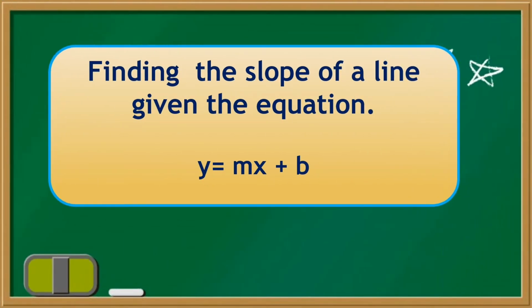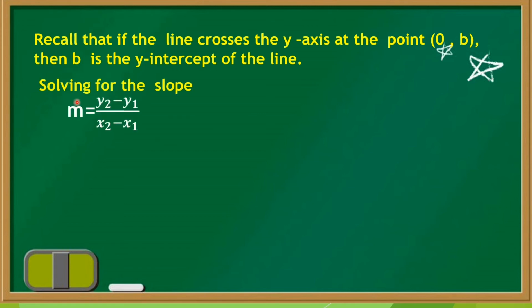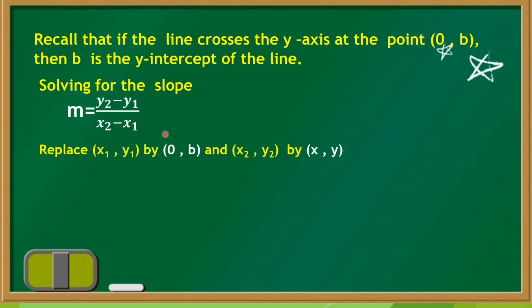Moving to the last topic, which is finding the slope of a line given the equation y equals mx plus b. Let us recall that if the line crosses the y-axis at the point 0, b, then b is the y-intercept of the line. Solving for the slope, m equals y sub 2 minus y sub 1 over x sub 2 minus x sub 1. Let us replace x sub 1, y sub 1 by 0, b and x sub 2, y sub 2 by x, y.